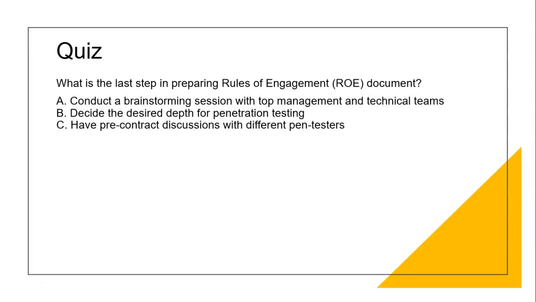What is the last step in preparing a rules of engagement document? A. Conduct a brainstorming session with top management and technical teams. B. Decide the desired depth for the penetration testing. C. Have pre-contact discussions with different pen testers. And the answer is A. Conduct a brainstorming session with top management and technical teams.